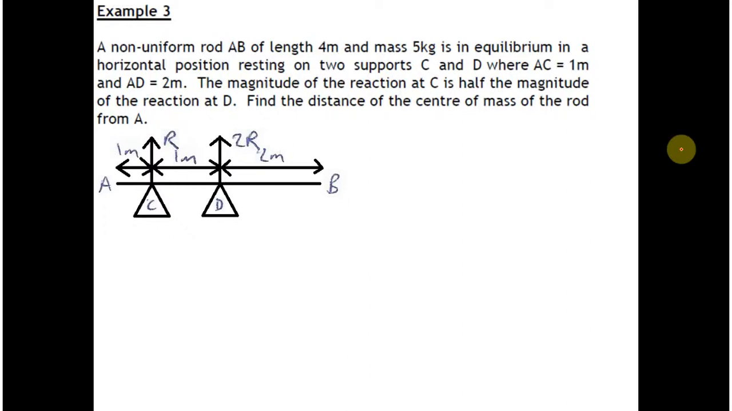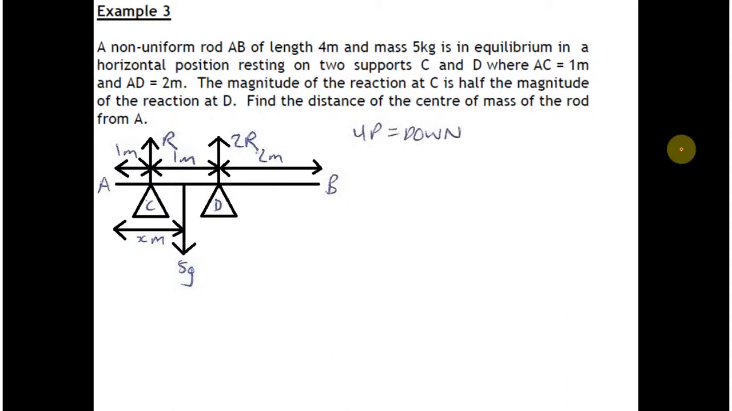Now we don't know where the centre of mass is from A. The mass is 5 kilograms, so the weight will be 5g, but it's at an unspecified distance. So how we do this is we have x meters coming from A, because we want to actually find a distance from A, and we have a force 5g downwards. It doesn't really matter where you place this, but we will have to make it work in the formula. And in general, if you've got two supports, for it to make sense, the centre of mass will be between the two supports.